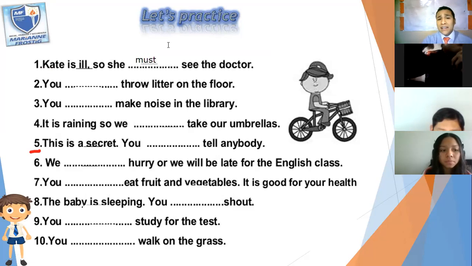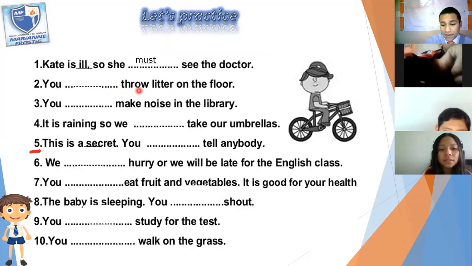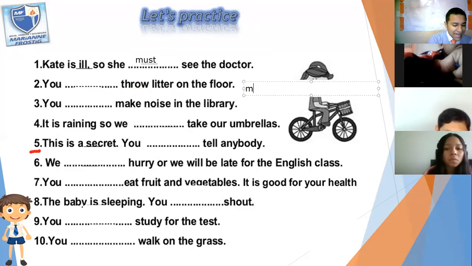Now, volunteer number two, guys. Throw litter. Botar basura. Throw litter. Volunteer, throw litter. For example, litter, okay? Throw litter. So, must or mustn't? Is it an obligation or a prohibition to throw litter? You mustn't throw litter on the floor. Excellent, you mustn't, very good, okay? Thank you, Martin.